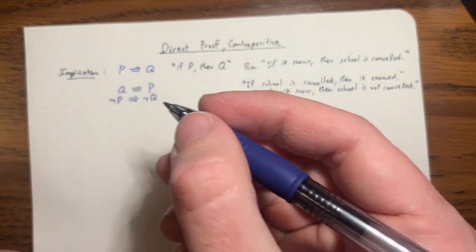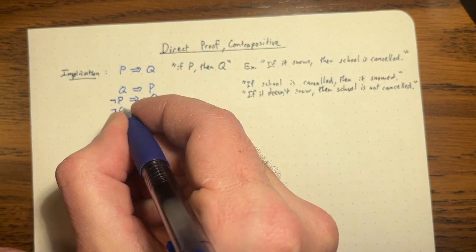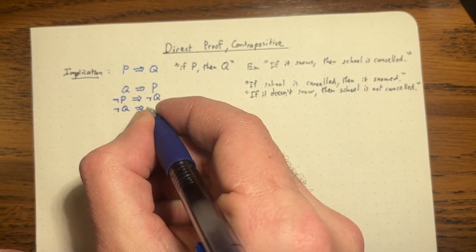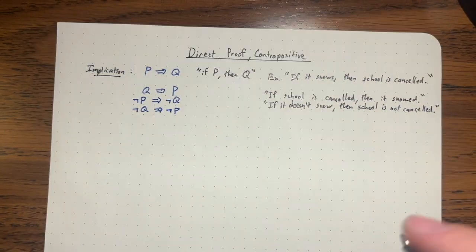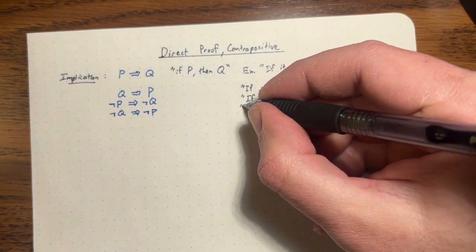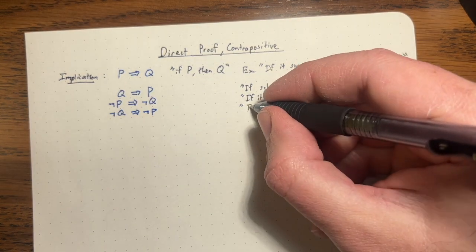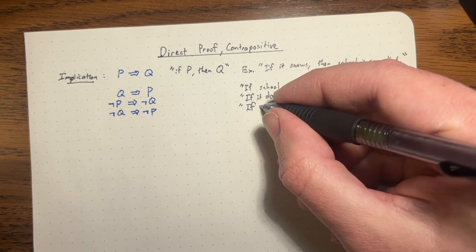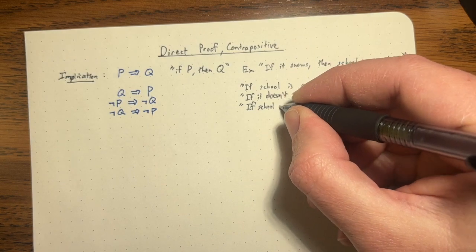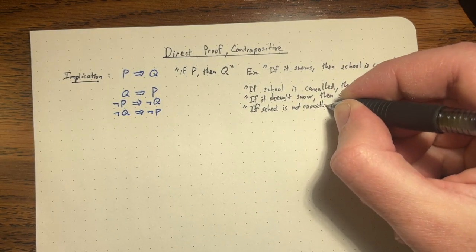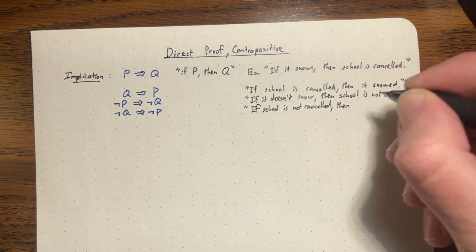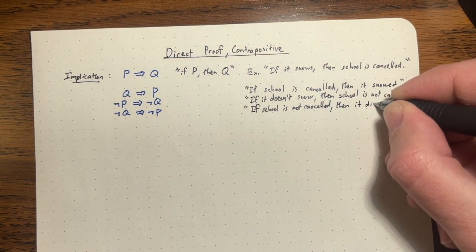And what's missing? I guess we can do one more. That would be not Q implies not P. So these are all implications that we can form from the original one. And this one would be if school is not canceled, then it didn't snow.